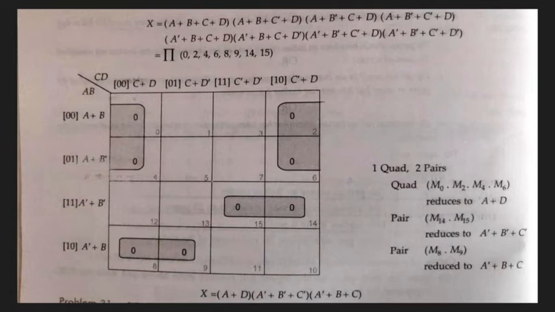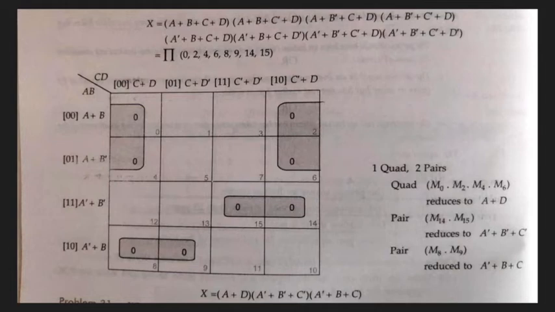And in those boxes we'll have to fill 0 on those boxes which we are using in the given expression, like 0, 2, 4, 6, 8, 9, 14, 15. So the boxes which are numbered with 0, 2, 4, 6, 8, 9, 14, 15 will be filled with 0. As we know, we are talking about POS. In POS, we fill those boxes with 0.